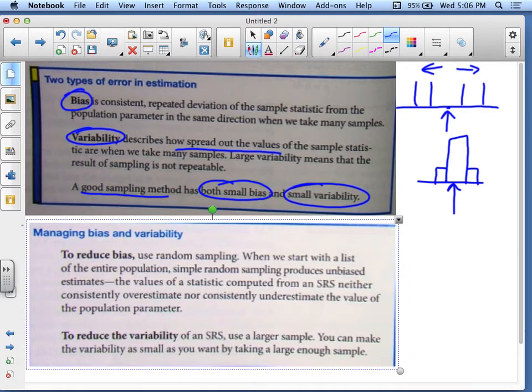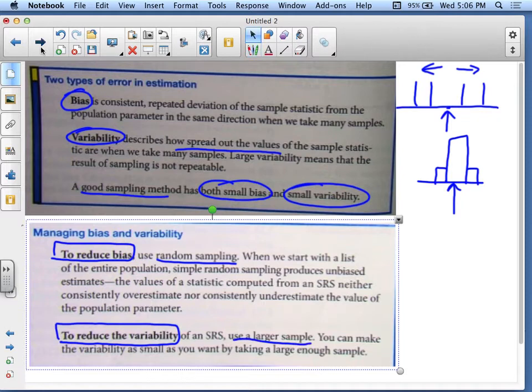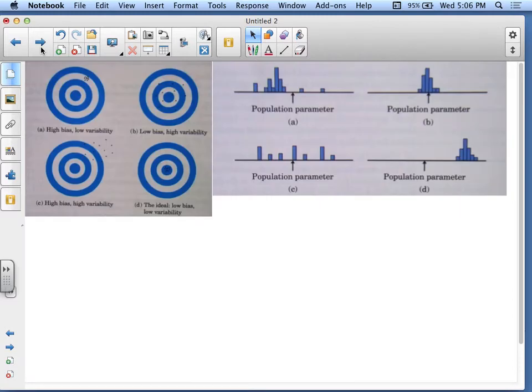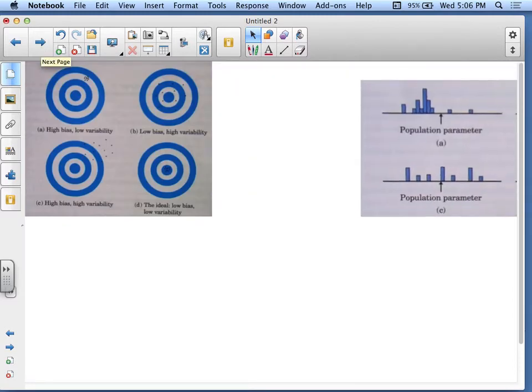All right. Remember, to reduce bias, that's this right here, use random sampling. Okay? In order to reduce the variability, we're going to use a larger sample. Those are two main important things. Do not get those mixed up. And then finally, I'm going to talk about this one first.